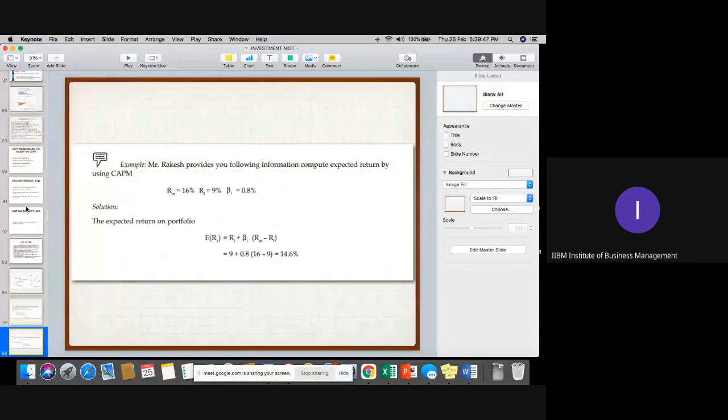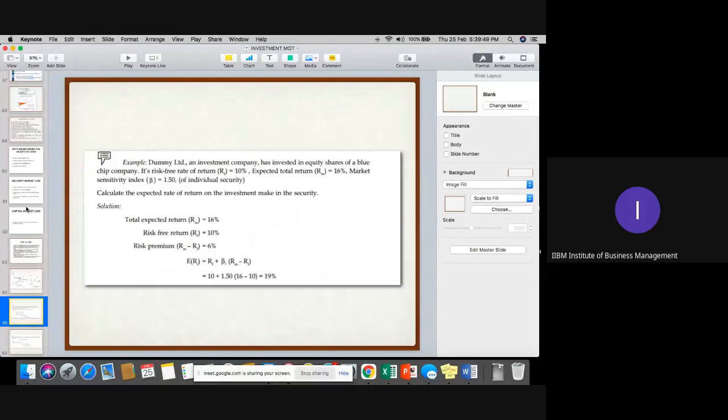So we'll start this particular part, the question on the CAPM model, that is the Capital Asset Pricing Model. The formula for the same we have already discussed: expected return equals risk-free return plus beta into market return minus risk-free return. Okay, one more question now.